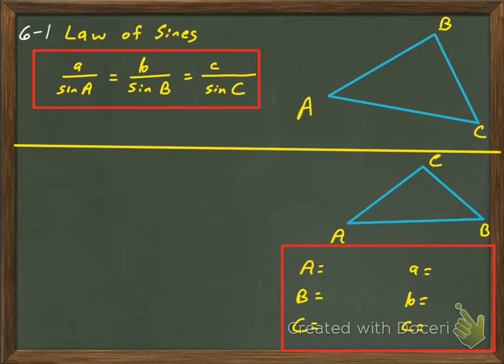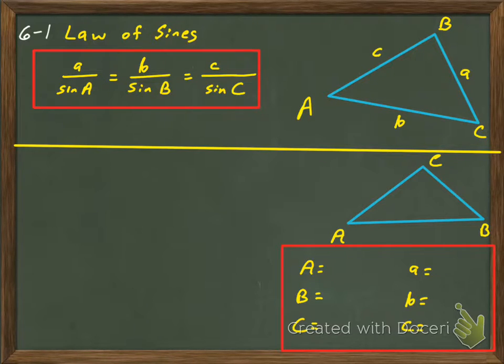Capital letters are the vertices. The lowercase letters are the sides. So opposite angle A is side A, opposite angle B is side B, and opposite angle C is side C. The law of sines states that A over the sine of angle A equals B over the sine of angle B equals C over the sine of angle C.